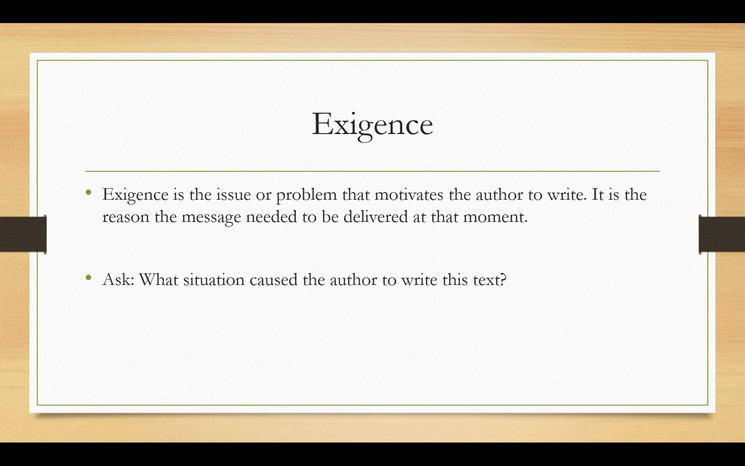Next, we have exigence. So this is a little bit more advanced. It's a little bit harder, but exigence is basically the problem or the situation that caused the author to write the text in the first place. It's quite similar to the other ones. So, for example, if a scientist writes an article about climate change and misinformation, the exigence might be the spread of incorrect information. So exigence will always answer the question, what situation caused the author to write this text?